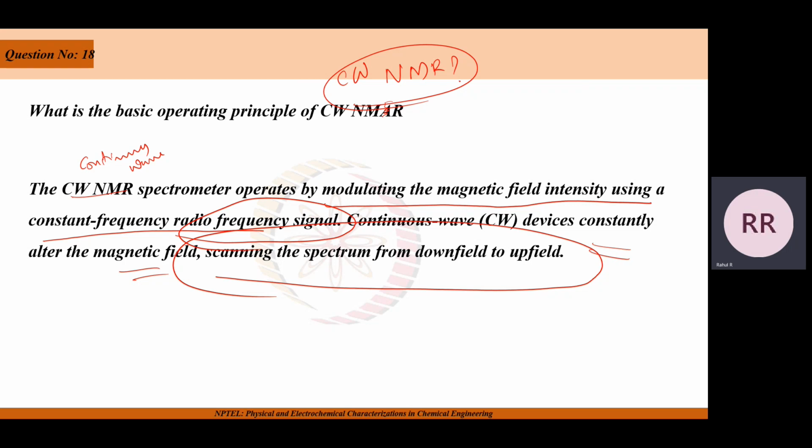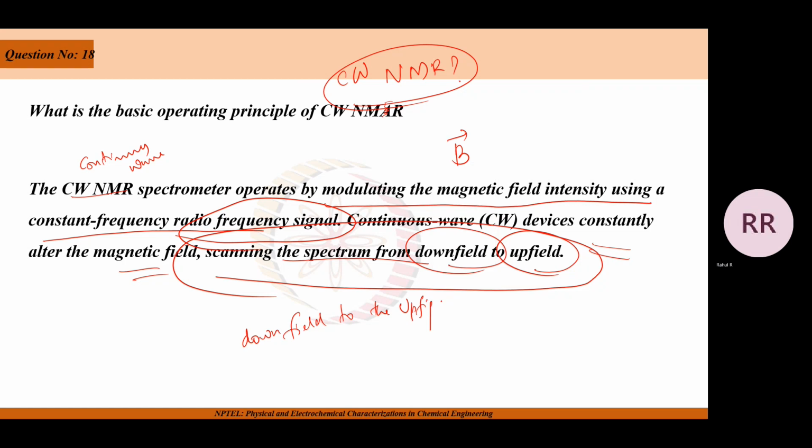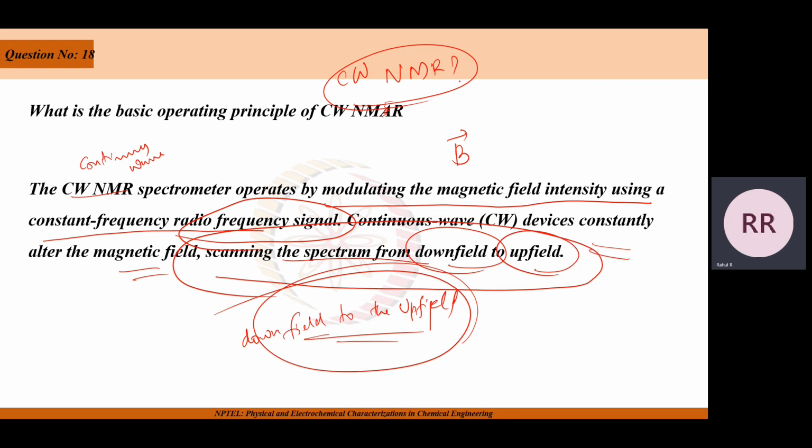So basically, the CWNMR operates by modulating the magnetic field. It modulates the magnetic field intensity by using a constant radio frequency signal, scanning the spectrum from downfield. So this has to be remembered. It actually scans from downfield to the upfield. So this is the basic operating principle of a CWNMR.